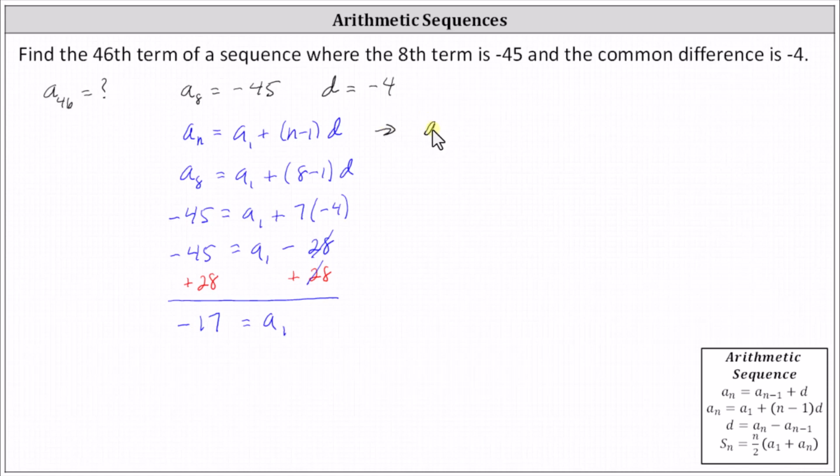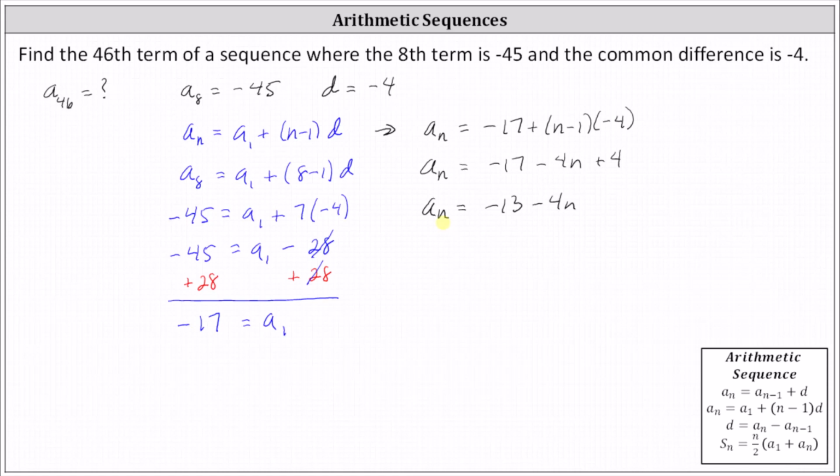We now know that a sub n equals a sub 1, which is negative 17, plus the quantity n minus 1 times the common difference d, which is negative 4. Let's go ahead and simplify the formula by distributing negative 4 and combining like terms. We have a sub n equals negative 17 plus negative 4n, or minus 4n, and then plus negative 4 times negative 1, which simplifies to plus 4. Simplifying, since negative 17 plus 4 is negative 13, we now know that a sub n equals negative 13 minus 4n. Using this formula, we can determine any term of the sequence.